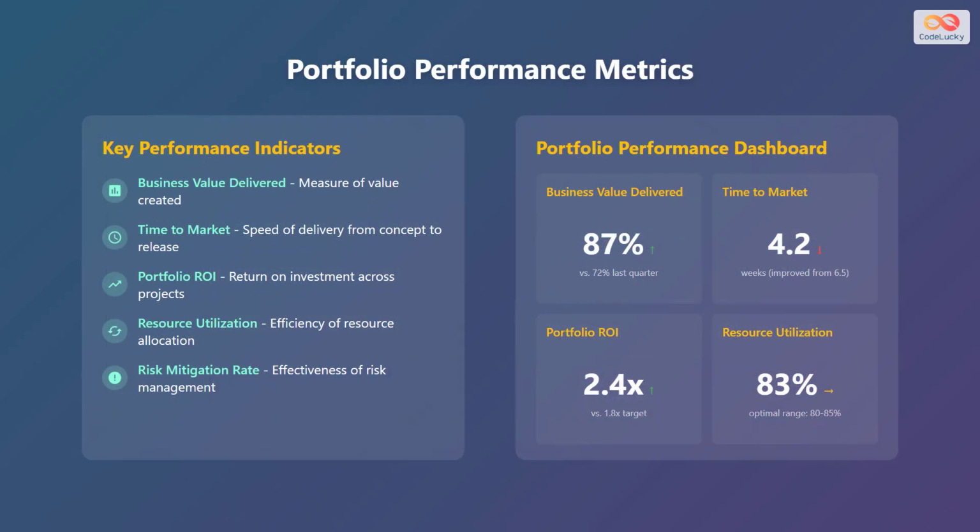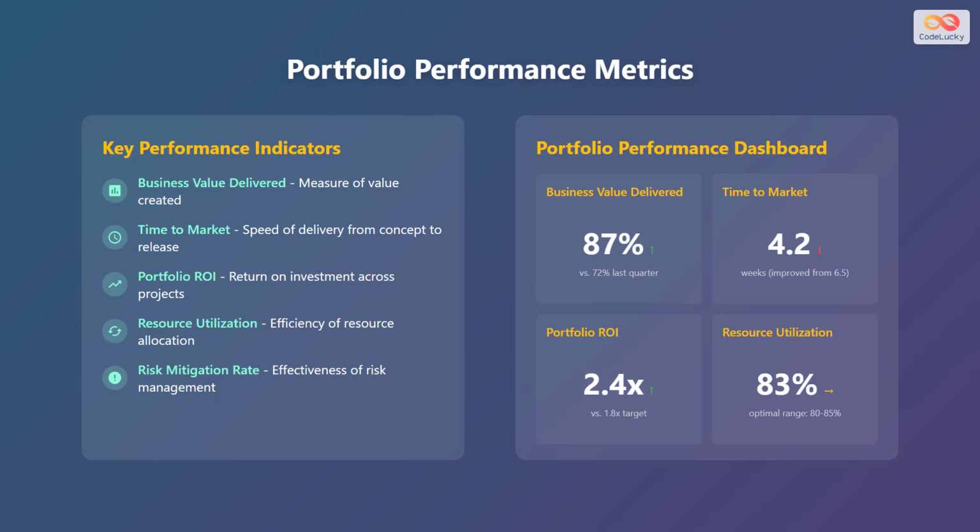Key performance indicators, KPIs, help measure how well your portfolio is performing. Here are some examples. Business value delivered measures how much value has been created by the projects. Time to market measures how quickly a project goes from concept to release. Portfolio return on investment measures the overall return on investment across all projects. Resource utilization measures how efficiently the resources are being used. Risk mitigation rate measures how effectively the potential risks are handled.